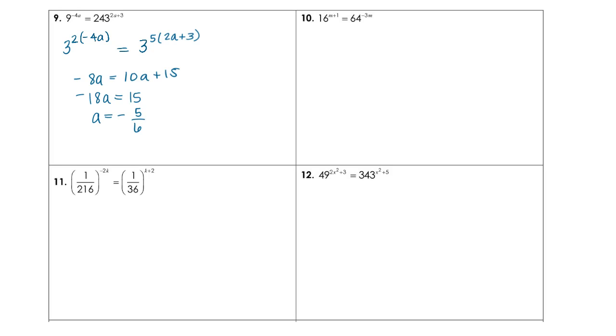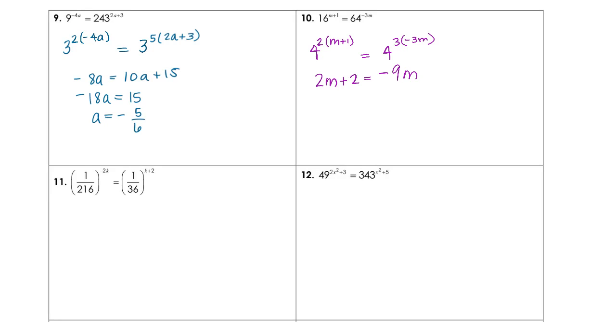Okay, our next problem, we are going to change to a base of 4, or we can go all the way down to a base of 2, either one. If we choose 4, remember 4 squared is 16, and that's going to be times our m plus 1. And 4 cubed is 64 times that negative 3m. So we're going to have 2m plus 2 equals negative, that's going to be 9m.